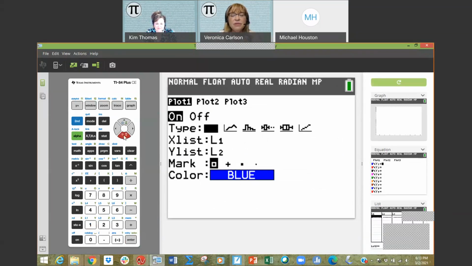Now this is something to think about. What is in my list 1? That is my circumference. So I want to have my diameter as my independent variable, and I need to change this to list 2. Now I have my dependent variable, my circumference, and I would like to change that to list 1. I have my mark. I'm going to leave it as that bigger square, and I like the color blue. So now I'm just going to graph it.